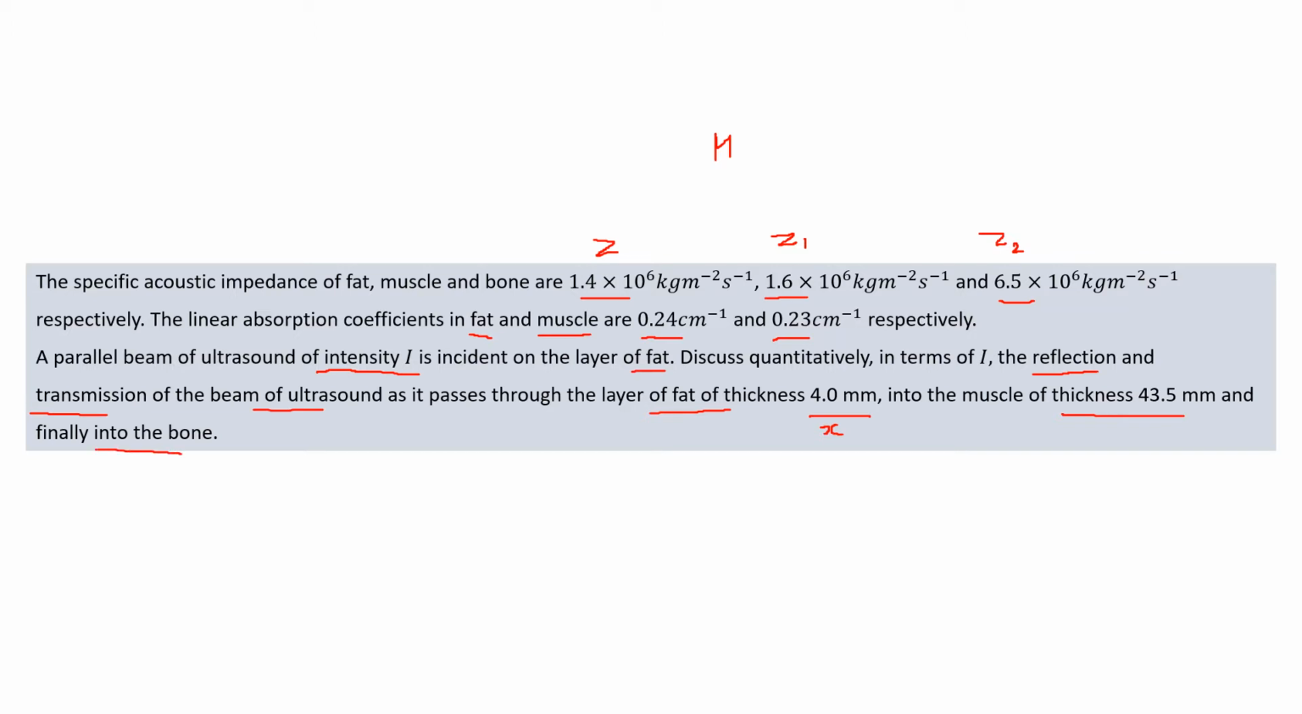So what the question is asking is that you have to find both the reflection and transmission as the beam passes through the fat, having thickness 4.0 millimeter, and also through the muscle, and finally into bone.